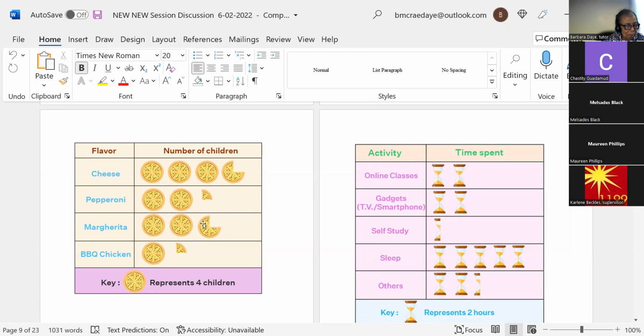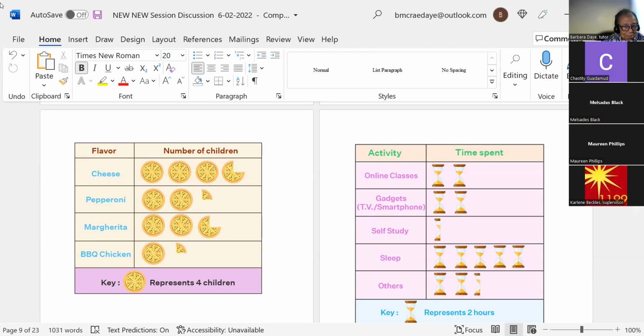Maureen, how many prefer barbecue chicken? How many children? 4 and a half, no, a quarter. A fourth of this key is one child, right? So that'll be 5. You got it. What about the margarita, Mercedes? That would be 11. Very good. You got it.